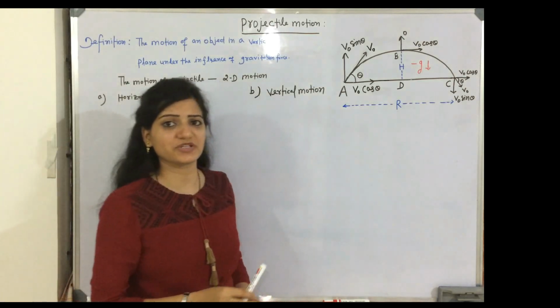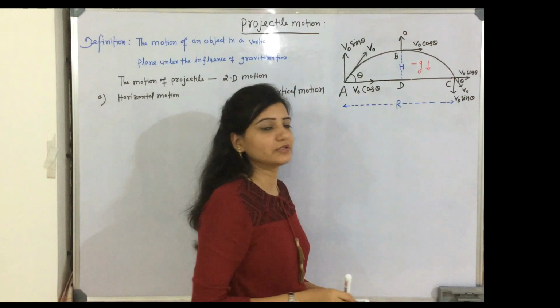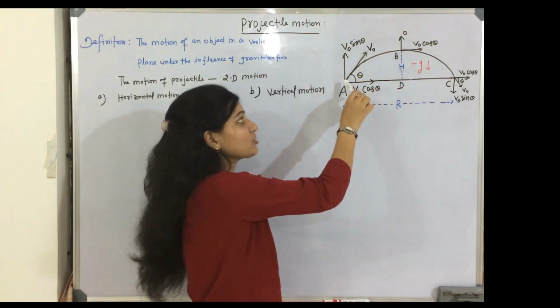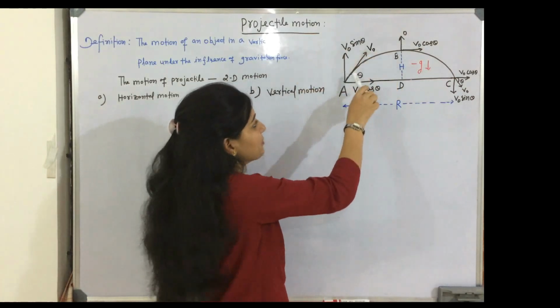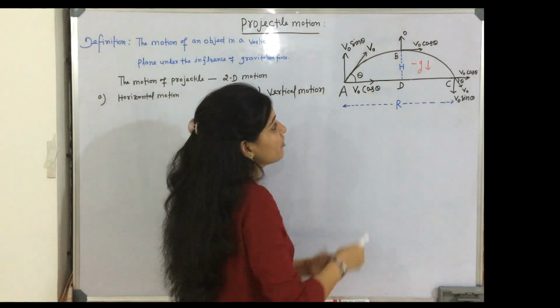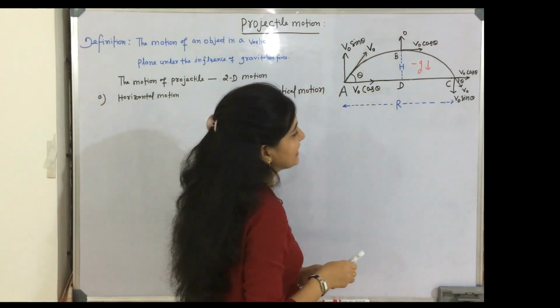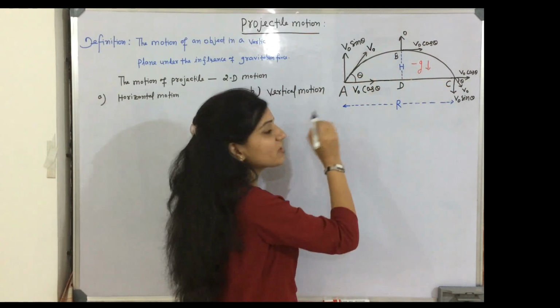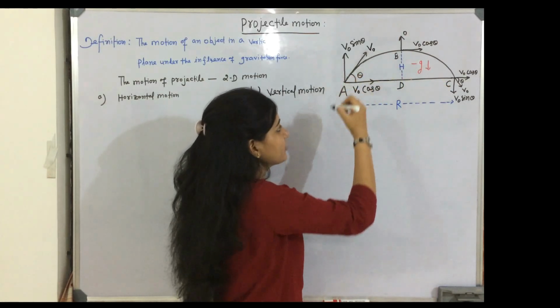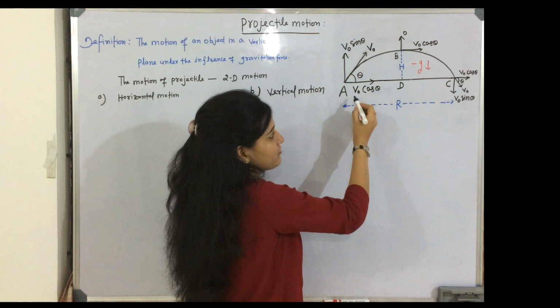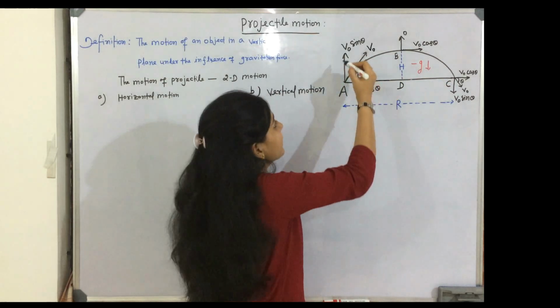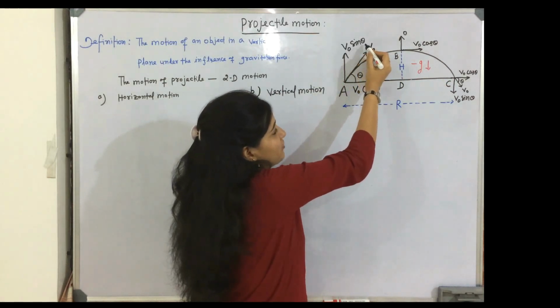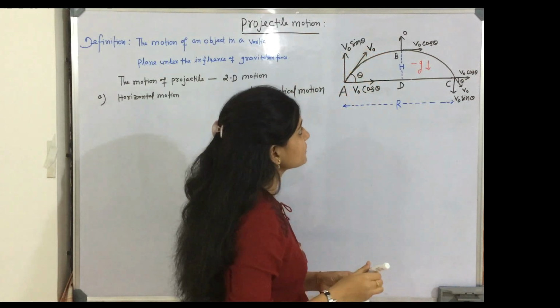Let's understand projectile motion through a figure. An object is thrown with the velocity v0 making an angle theta with the horizontal. The acceleration is acting in the downward direction. Let's break down the components of velocity v0. The horizontal component will be v0 cos theta and the vertical component will be v0 sin theta.